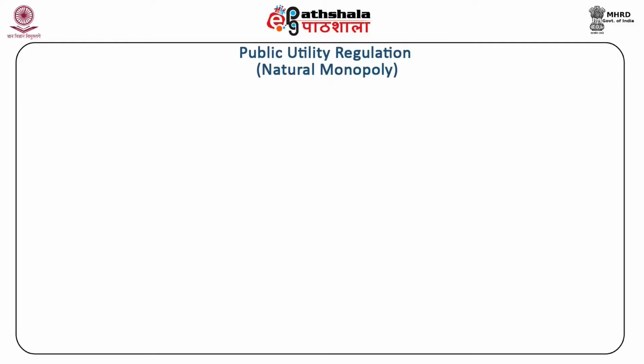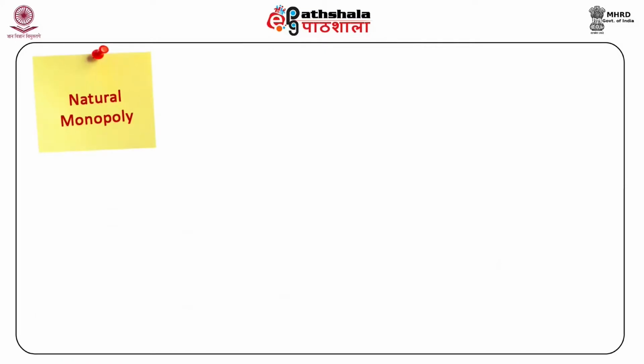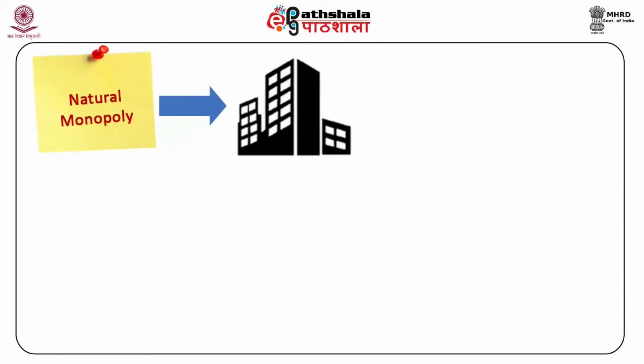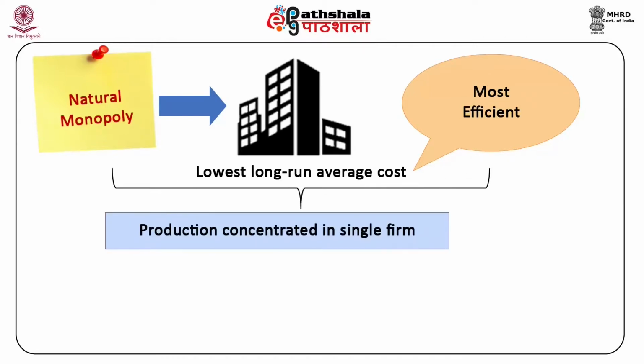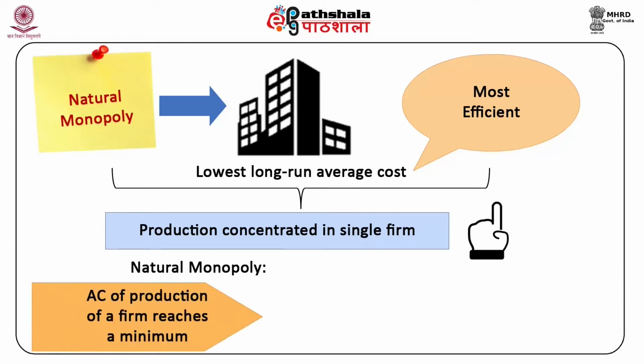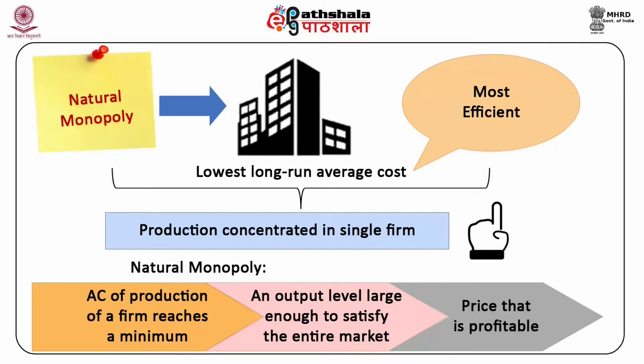Public utility or regulation, that is natural monopoly. A natural monopoly is a monopoly in an industry in which it is most efficient, involving the lowest long-run average cost for production, to be concentrated in a single firm. Natural monopolies arise when the average cost of production of a firm reaches a minimum at an output level large enough to satisfy the entire market, that too at a price that is profitable.